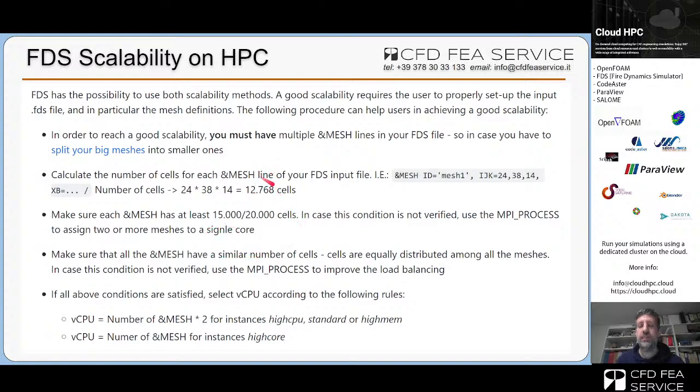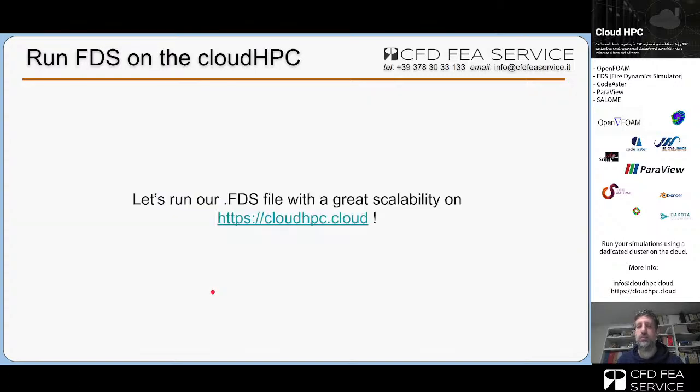Okay, if we have done that, what we can do is select the number of CPUs we are using on the cloud equal to the number of meshes defined in our geometry multiplied by 2. Okay, and using that, we can execute the simulation.